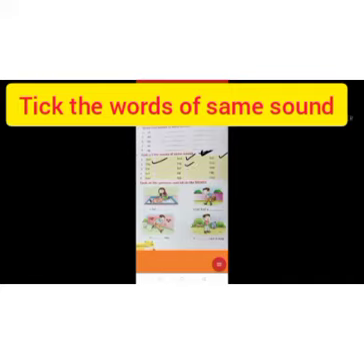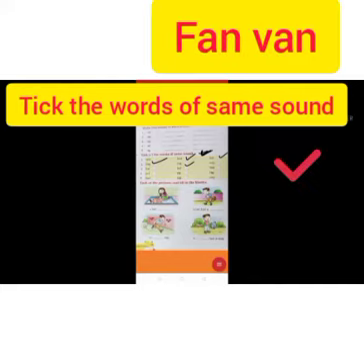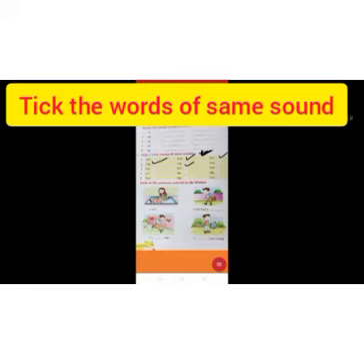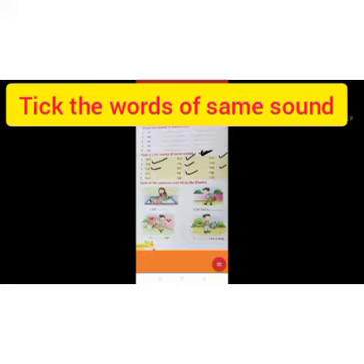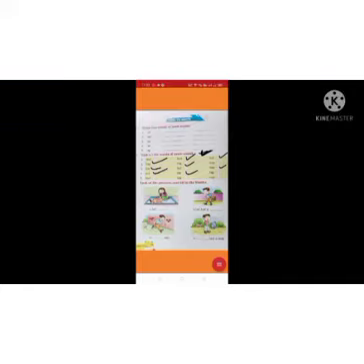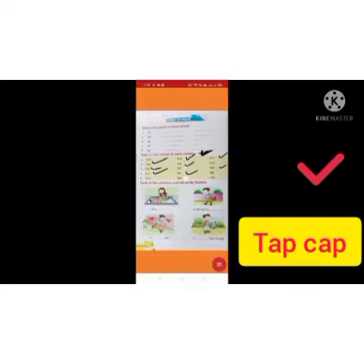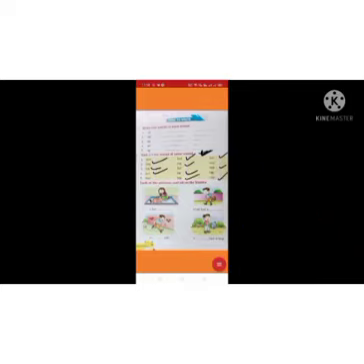F-A-N, fan. L-A-D, lad. V-A-N, van. Which one is matching? Let's see. Fan, van. But lad is not matching. So fan, van. Tick mark. Then P-A-T, pat. R-A-T, rat. T-A-G, tag. So tag is not matching. Rat and pat is matching. H-A-D, had. T-A-P, tap. C-A-P, cap. So which one is matching? T-A-P, tap. C-A-P, cap. Done.